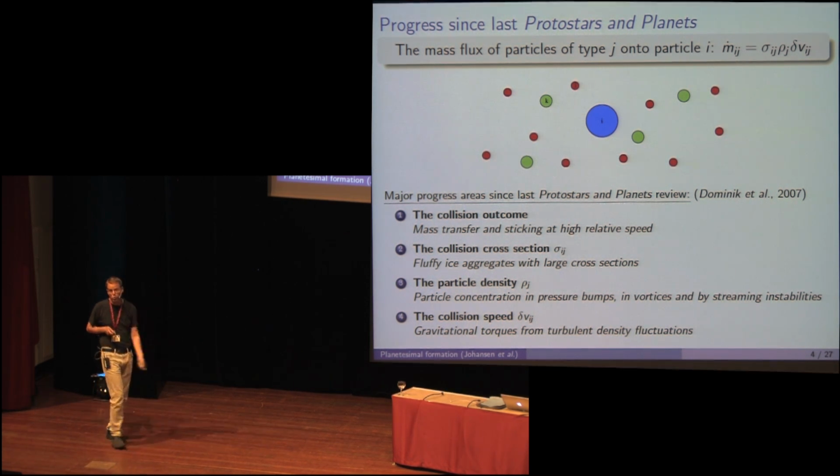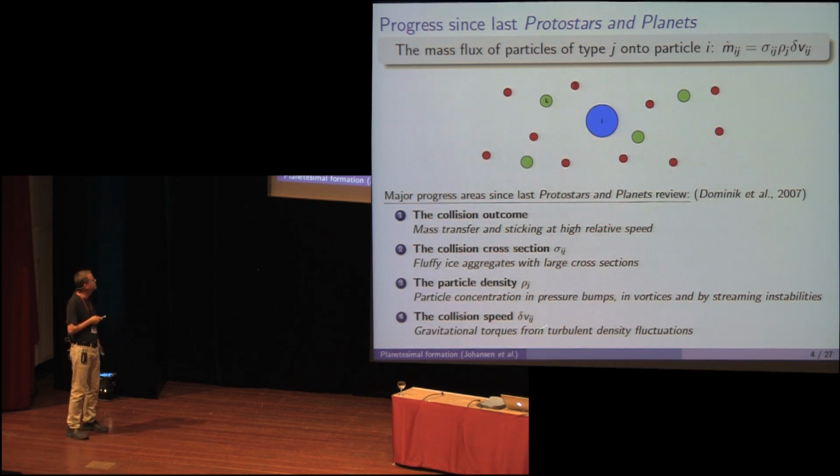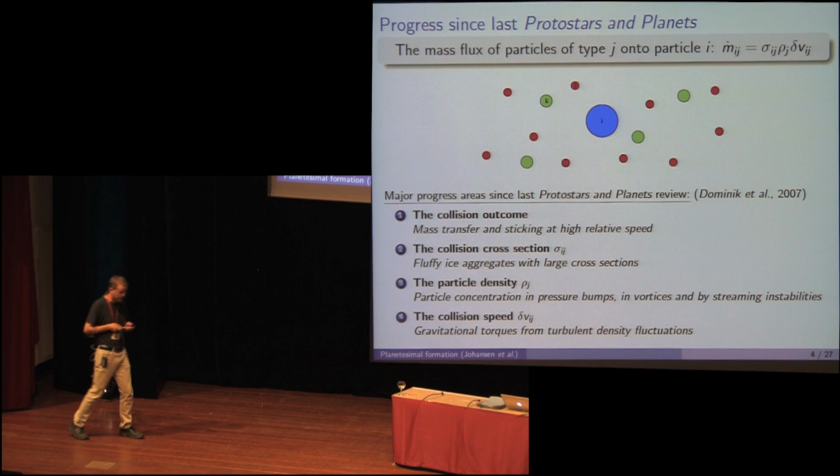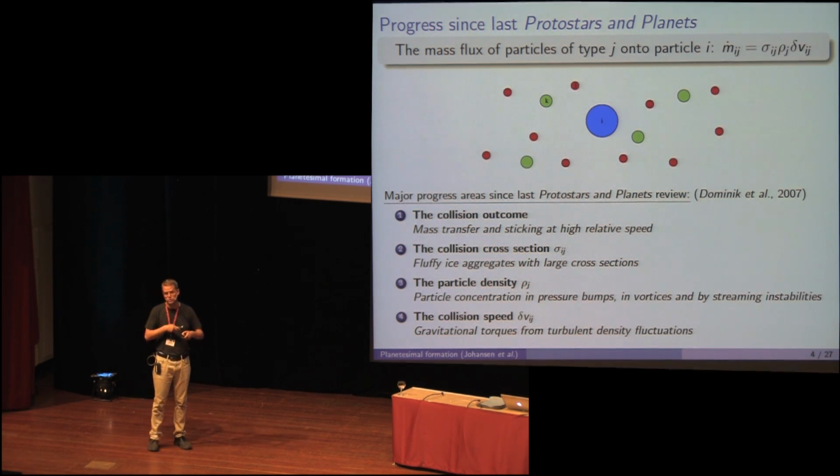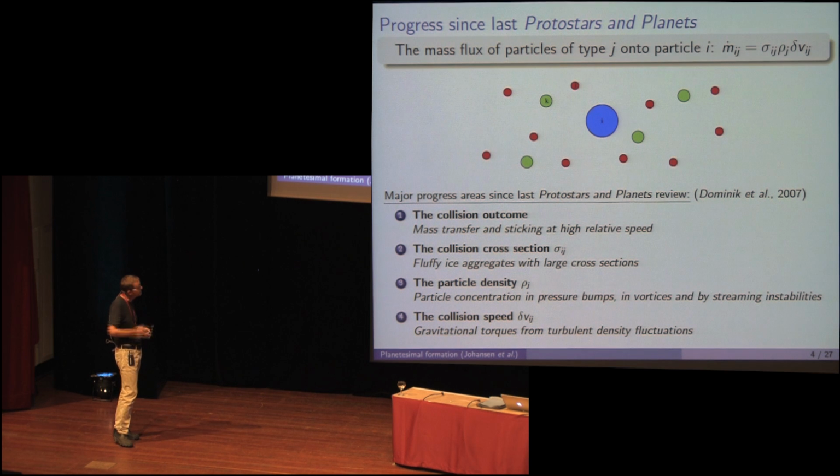So I'm going to go through all of these 4 points now in a little bit of a reversed order. I'm going to start with point 4, and go through point 1, 2, and 3. And then in the end, I'm going to be so bold as to propose a unified model of planetesimal formation, which involves a little bit of all of this.